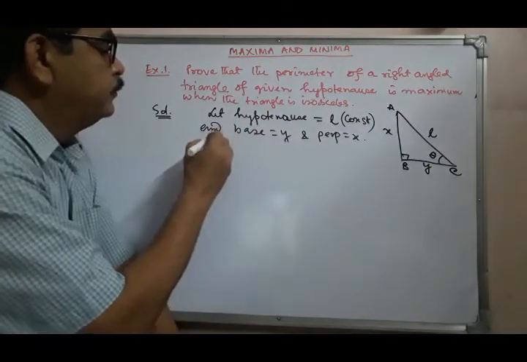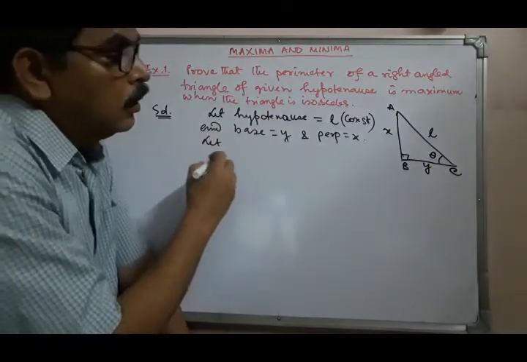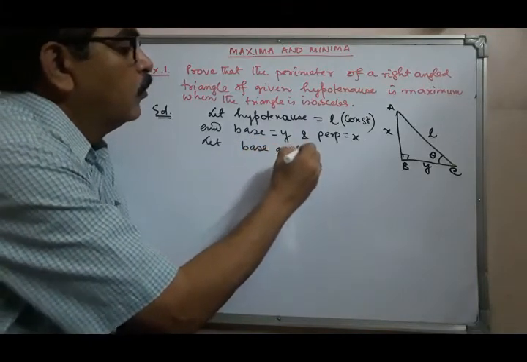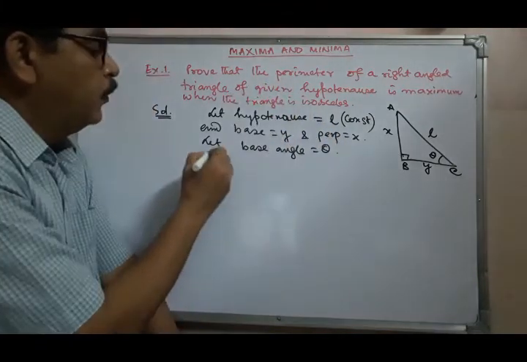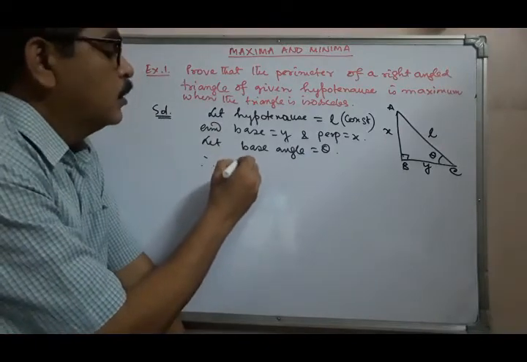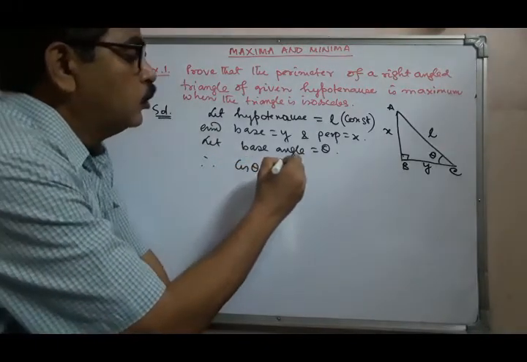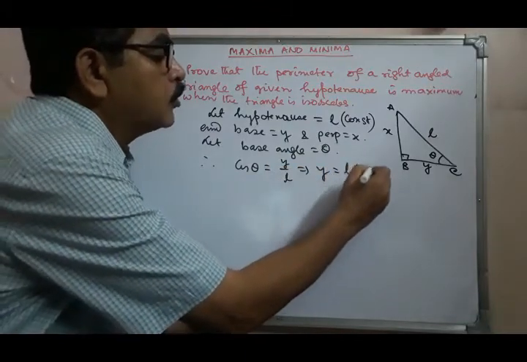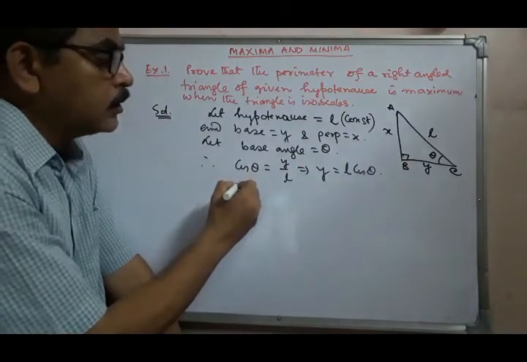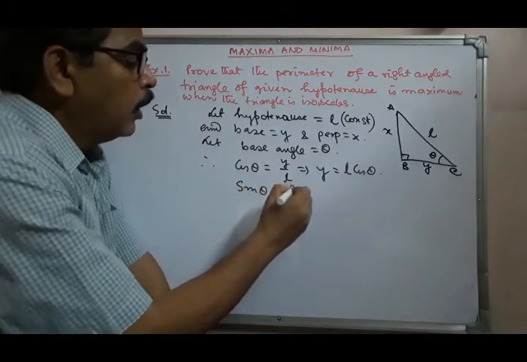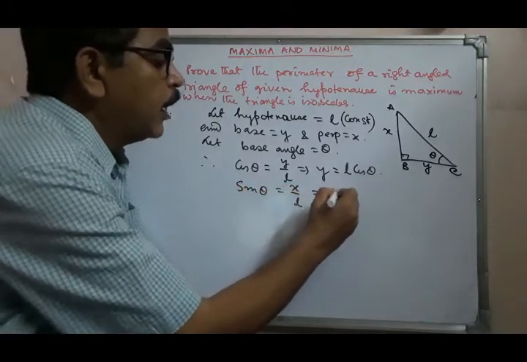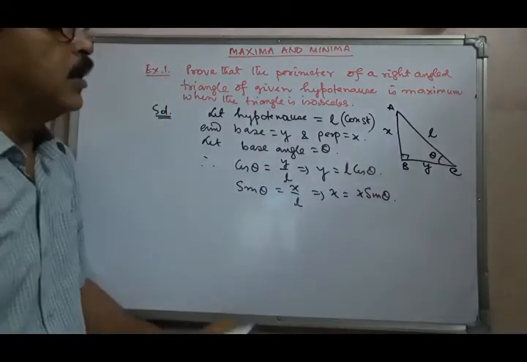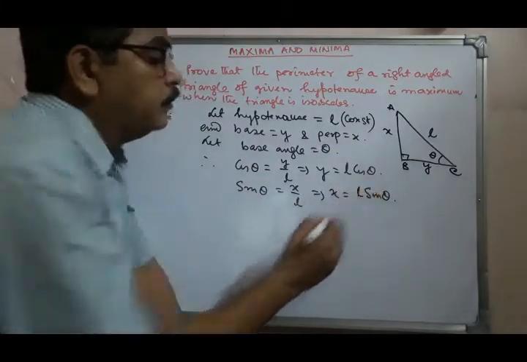So let base angle equal theta. Therefore, cos theta equals Y by L. It means Y equals L cos theta, and sin theta equals X by L. That is, X equals L sin theta.